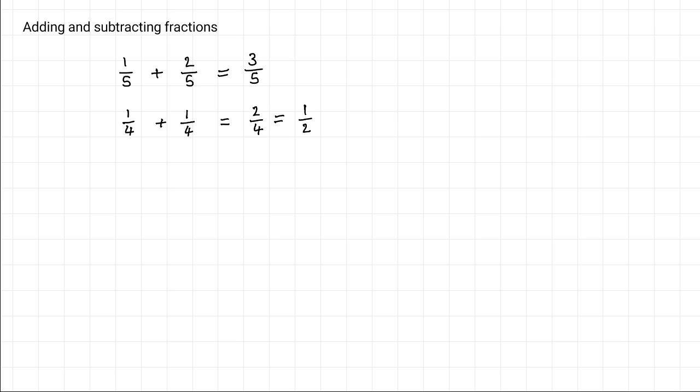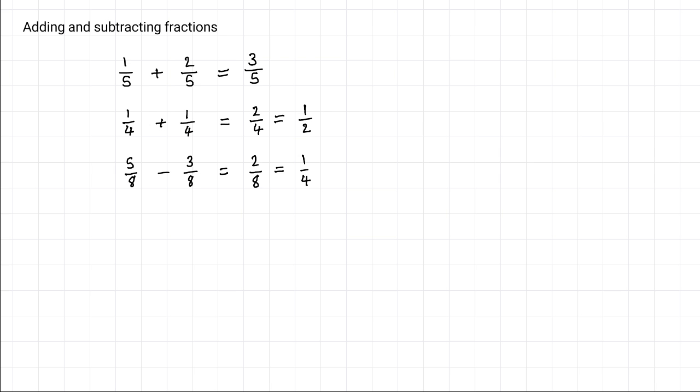So let's use eighths this time. And I'm going to take away a different number of eighths. So we'll have 5/8 take away 3/8. So again, this time my answer is going to be in eighths. I know that already. So 5/8 take away 3/8 is going to leave me with 2/8. And this also simplifies, and it simplifies to 1/4. So 2/8 is equal to 1/4. So that's my answer. 5/8 take away 3/8 is equal to 1/4.